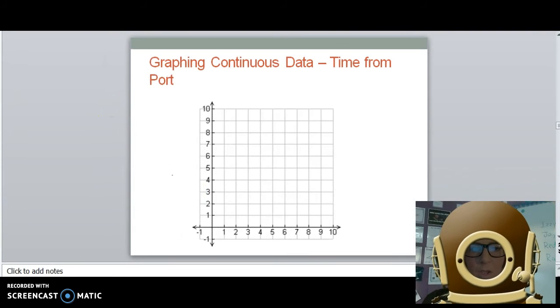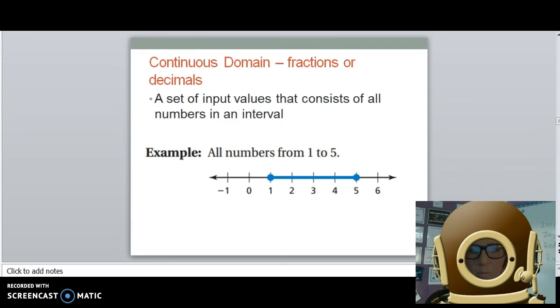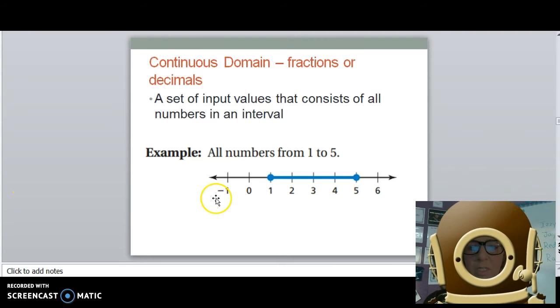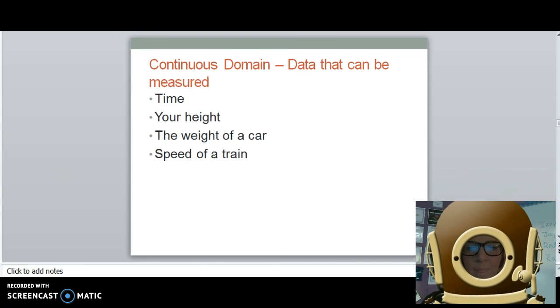Okay, so let's look at our continuous data. So a continuous domain or continuous data represents the set of input values that consists of all the numbers in an interval. So continuous data can be data that can be represented by any number on a number line. So for example, continuous data can be measured by time because time is continually changing. Your height. So if you were to keep track of your height from when you were born until now, it would be continuous data because your height consists of all the numbers between every whole number.